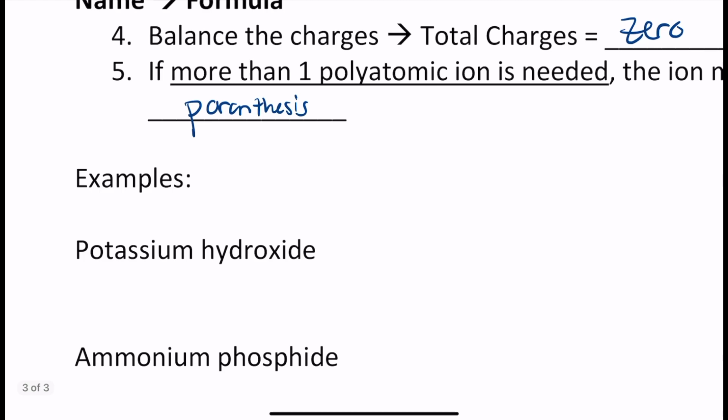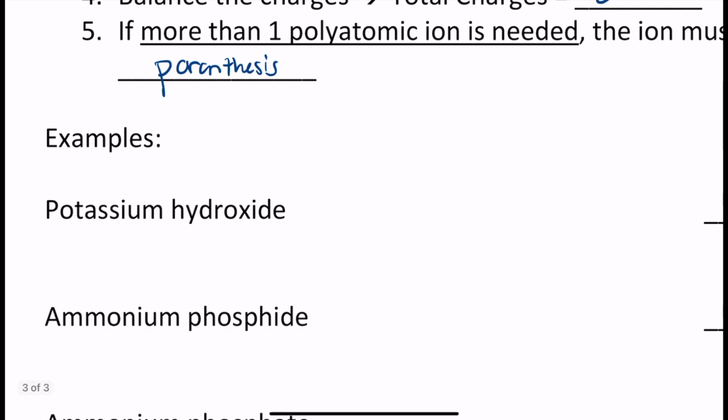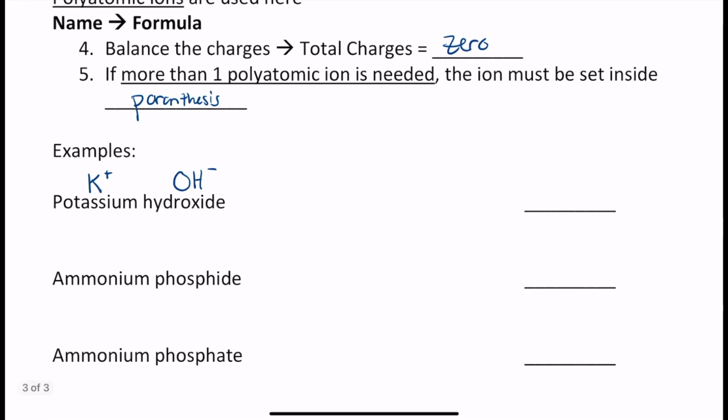I do recommend coming up with the formula and charge first before trying to write the formula and balancing the charges. So over here, potassium is K with a 1 plus charge, since it's in group 1A. Hydroxide, if you look that up, it's an OH with a 1 minus charge. So, if you're trying to balance these charges, it looks like you just need 1 potassium and 1 hydroxide. So you can just smush them together to make the formula. The formula will be KOH.